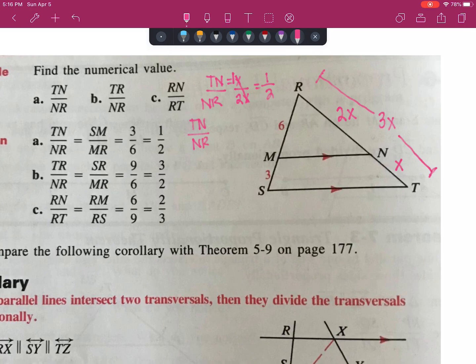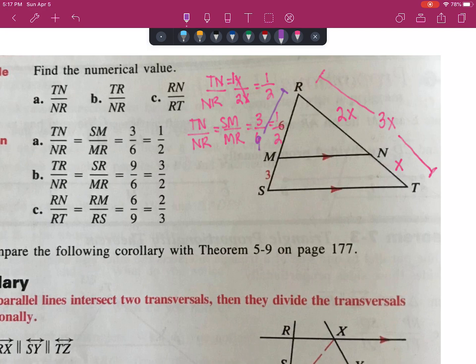So TN over NR, we could also think of it this way. TN over NR is the same thing as SM over MR, which is equal to 3 over 6, which is equal to 1 over 2. So lots of different ways that we could be thinking about this. Another thing that we call this is a similarity ratio with respect to the two triangles.